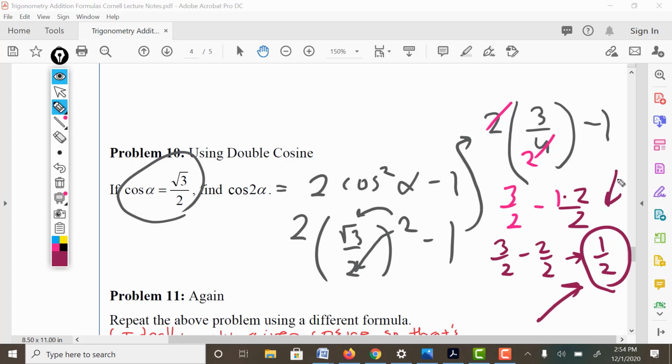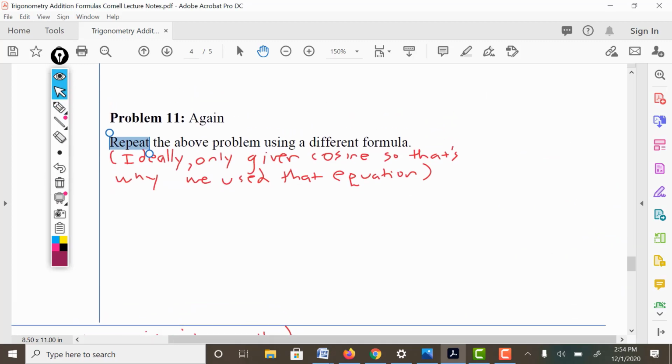Okay, so if you're really good at the unit circle, you can kind of pick some of these things off quickly. But don't worry about that. We showed you the formula, no big deal. Go to the same problem again, but with a different formula this time. Since we were only given cosine, ideally we would use the formula that had cosine. Okay, so recall that cosine of alpha was radical 3 over 2.